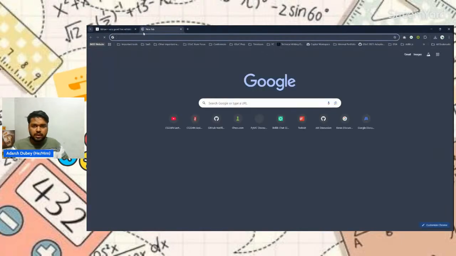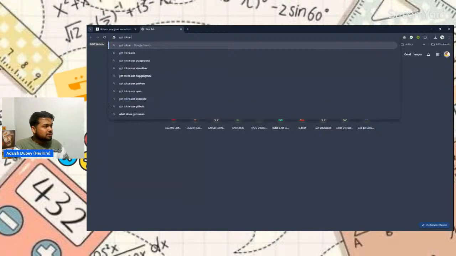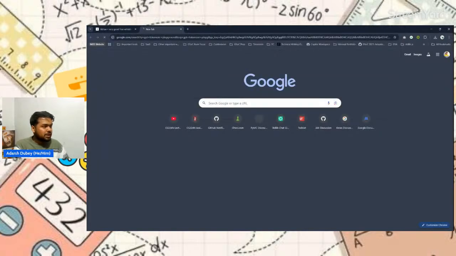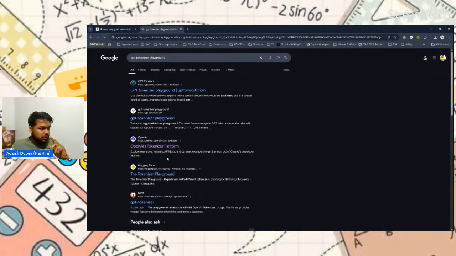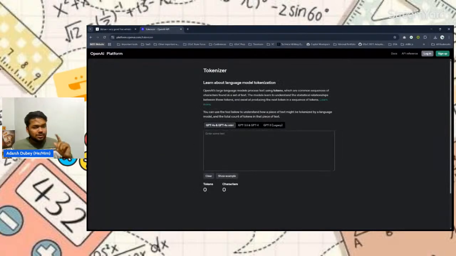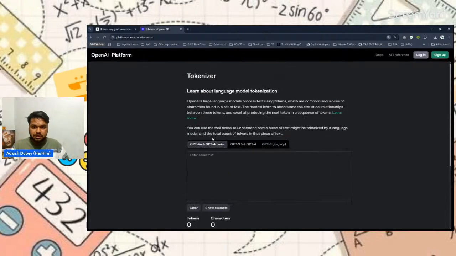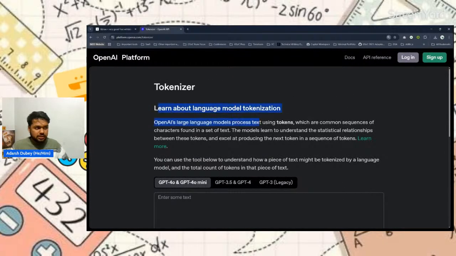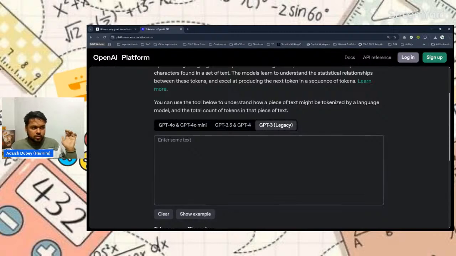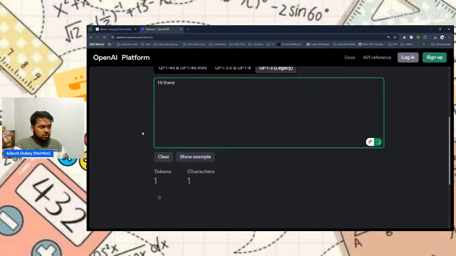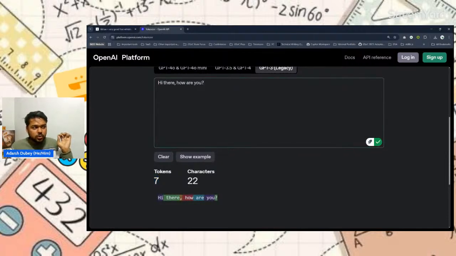But before moving on to embeddings, I just want to show the GPT tokenizer playground. So you all can go to this. This is the actual tokenizer of ChatGPT, right? I'll just zoom in a bit, and you can see how language tokenization works. Let's go to GPT-3 for legacy purposes, and whenever I type something, you can see there are 7 different tokens for this whole sentence.